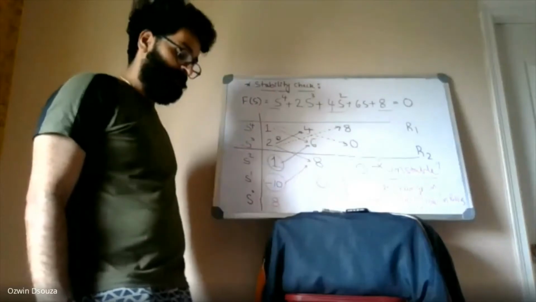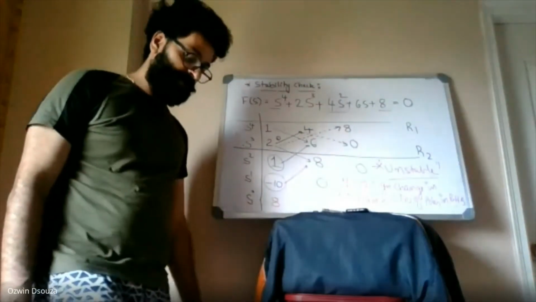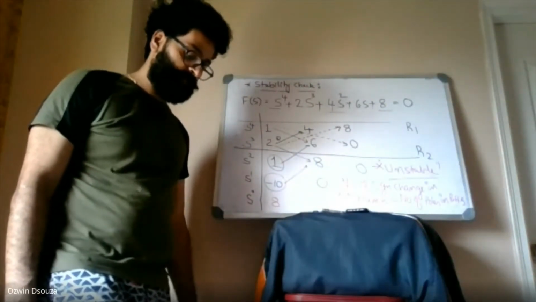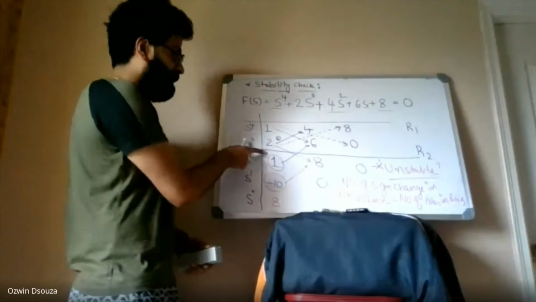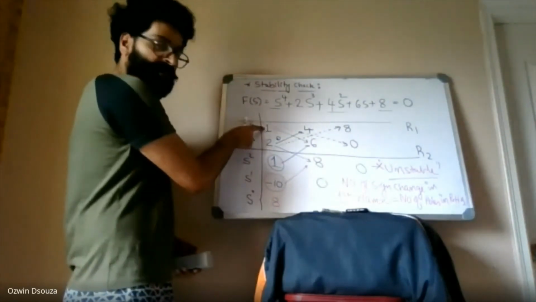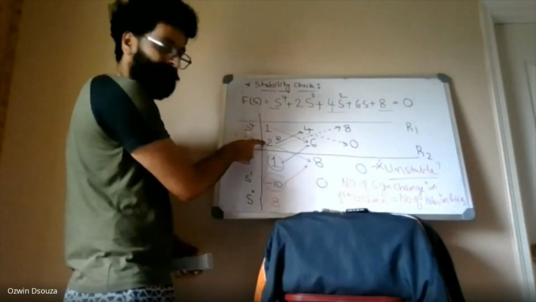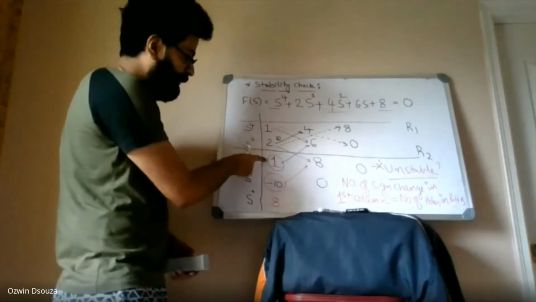Two sign changes. Okay, but I see only one negative sign. So how did you say two sign changes? 1 to -10, then -10 to 8. Perfect, correct. So you can see that this one is positive. This 2 is also positive. And this 1 is also positive.